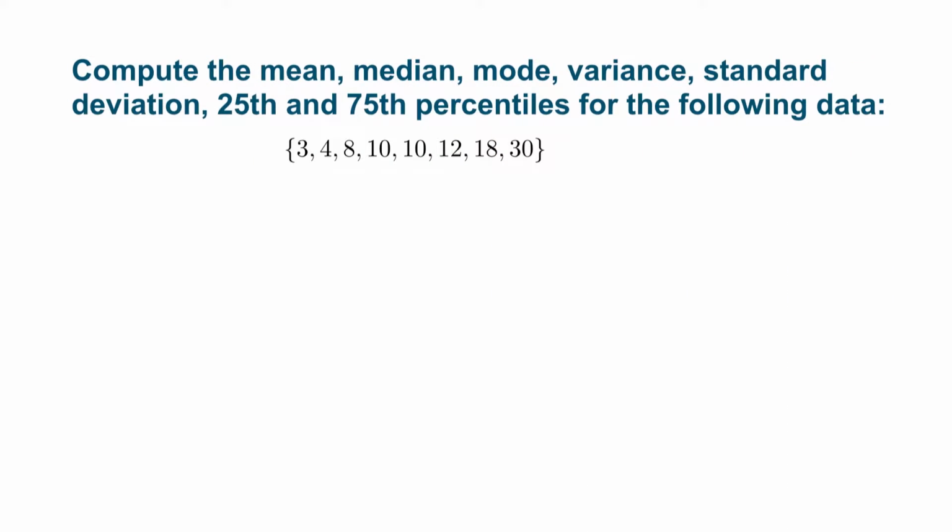We're going to compute the mean, median, and mode, variance, and standard deviation, 25th and 75th percentiles for the following data. As a remark, this is sort of ideal in that it's already sorted. In reality, and also for the CLEP exam, you should not expect it to be sorted. Okay, so we will start with the mean.